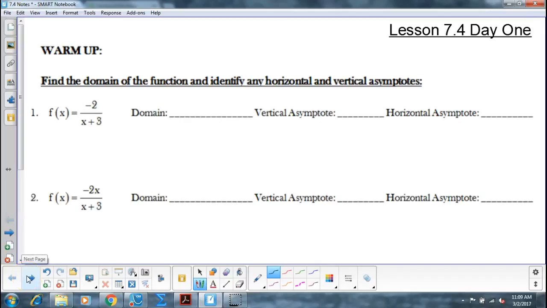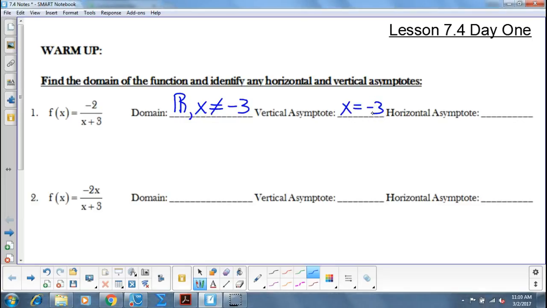Domain of the first one. What's the domain of the first one? All real numbers, but x cannot equal -3. Okay, I like that. What does that mean then for our vertical asymptotes? X equals -3, correct? Okay. How do we find horizontal asymptotes?